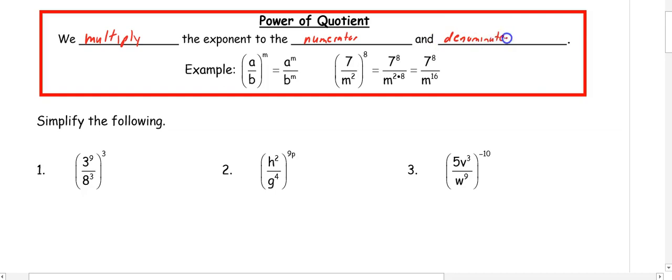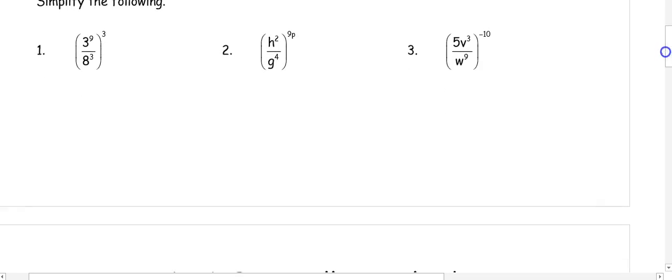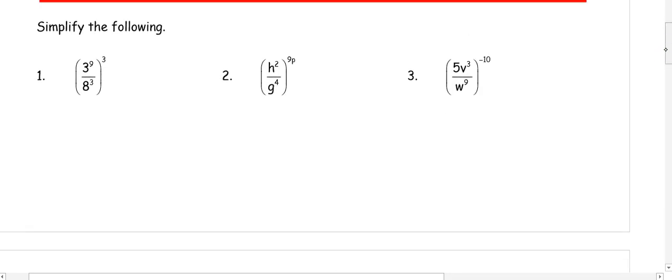So if we look at the example on the right over here, the exponent was 8, so 7 had a 1. So 1 times 8 is 8. 2 times 8 gets us 16, so we have 7 to the 8th over m to the 16th. So let's look at a few examples. So in number 1, we have 3 to the 9th over 8 to the 3rd, all raised to the 3rd power.